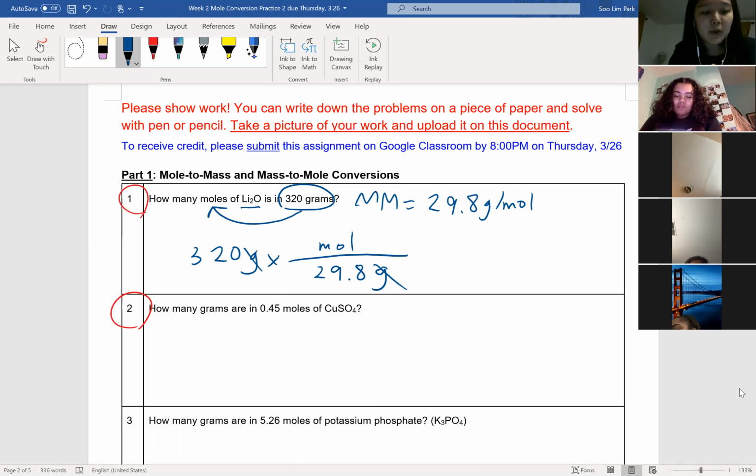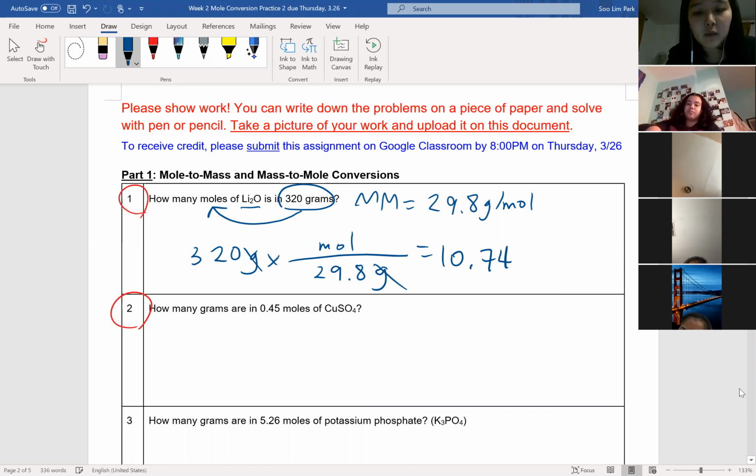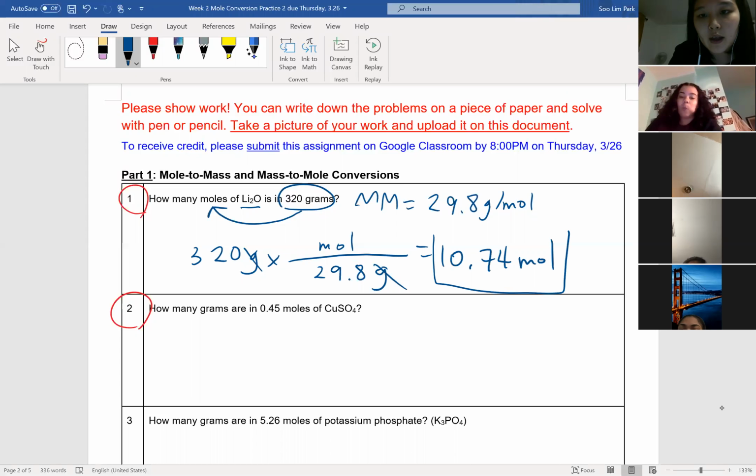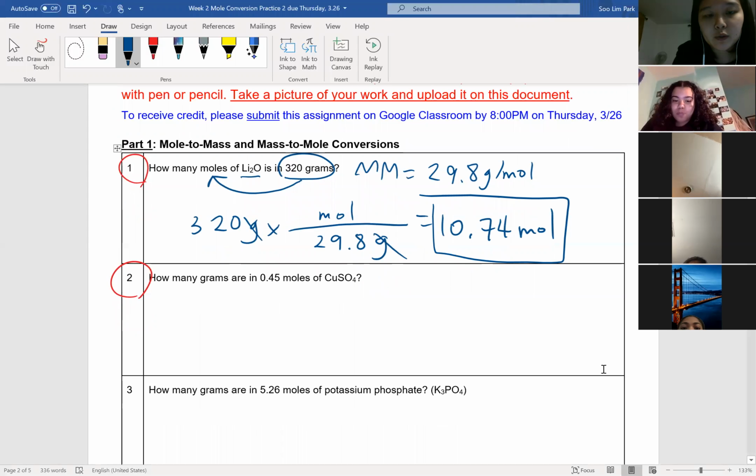All right, so I'm going to plug this into the calculator. 320 divided by 29.8 is 10.74 moles. All right, so that's what I got. So that's our final answer for number 1. Let's move on to number 2.